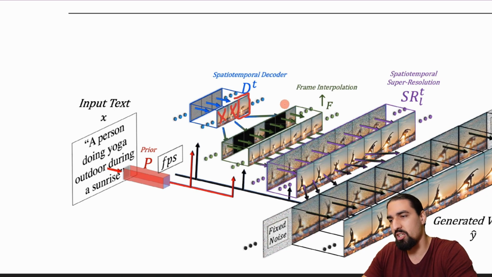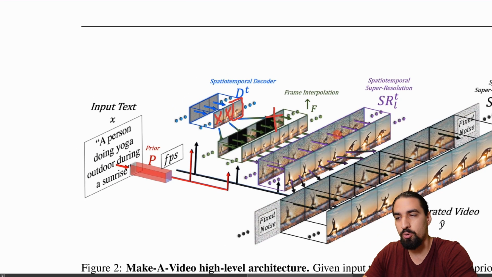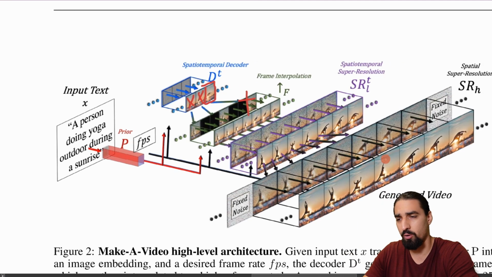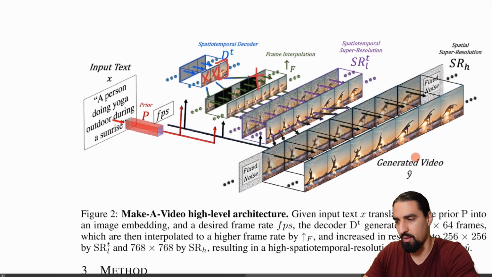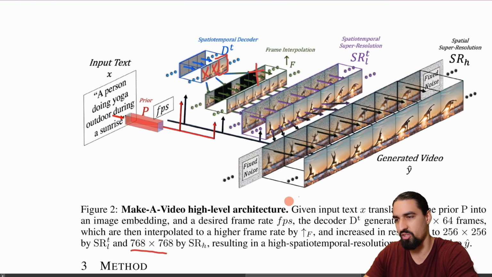Okay. Then initially they don't have this frame interpolation network. They just have additionally two super resolution models; this one will do 256 by 256, so from 64 by 64 to 256 by 256 resolution, and finally 768 or something. So yeah, here you can see 768.